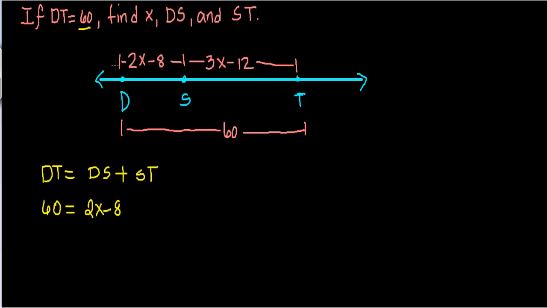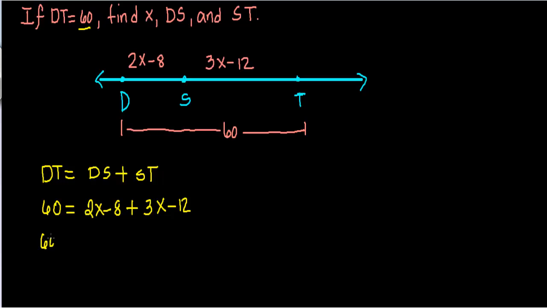Now don't be confused by this. Let me erase this so that you don't think it's 1 minus 2x. It's 2x minus 8. Let me erase all of this here so that you're not confused. I just wrote it so that you could see it's the distance between the points. But I can see you can be confused thinking it's a 1. So we're back. 2x minus 8, that's the distance between D and S, plus ST. ST measures 3x minus 12.